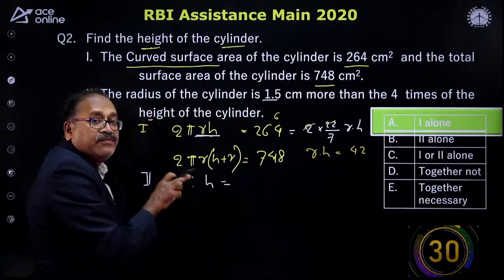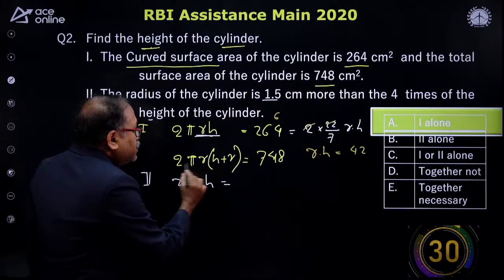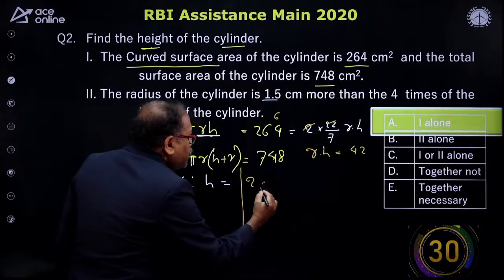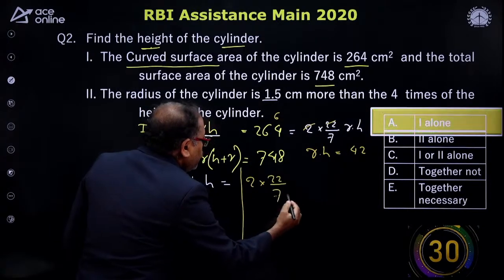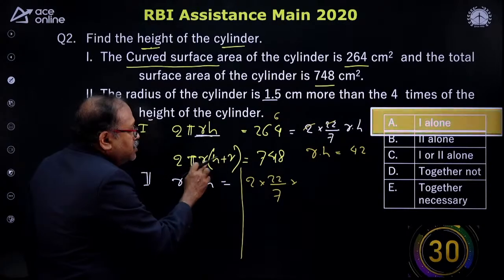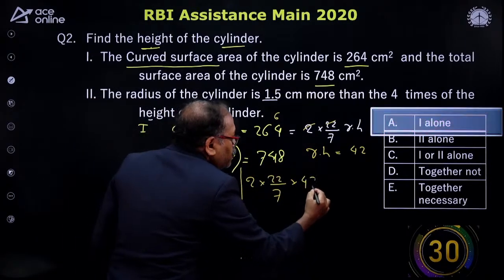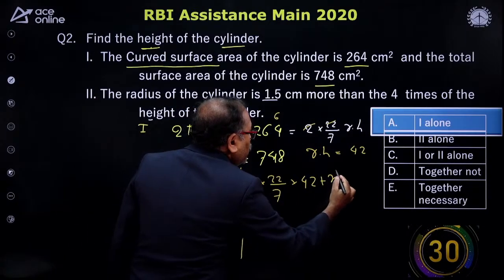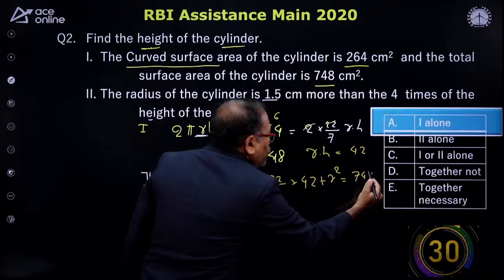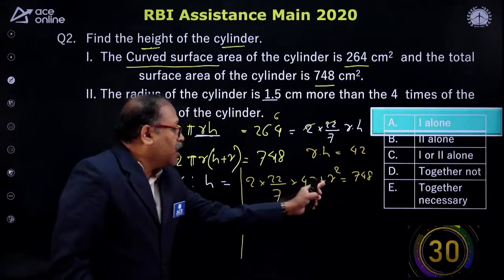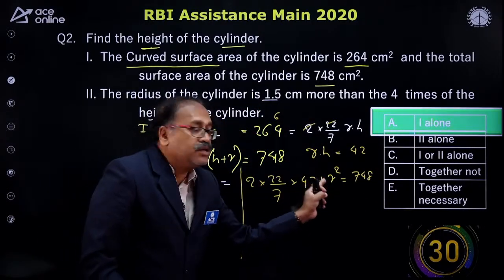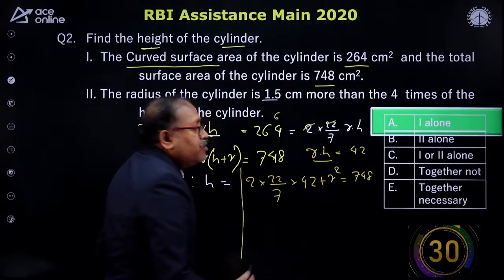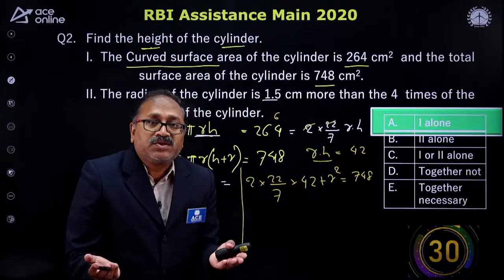So this is the part of the first statement. Now what will be this value? This value, if I open up, is 2 into 22 by 7 into R into H. R into H, which is already 42, is given to us. And after that, there is R square plus R square, which is equal to 748. So as R square, I will get the R over here. And once you get the R, replace the R into H, 42, you will get the H.